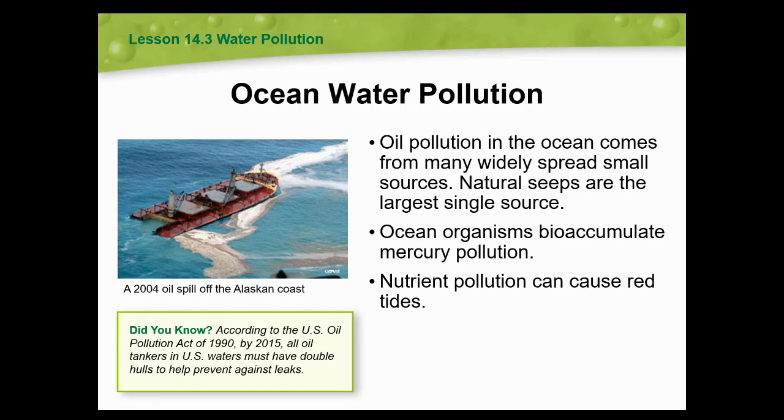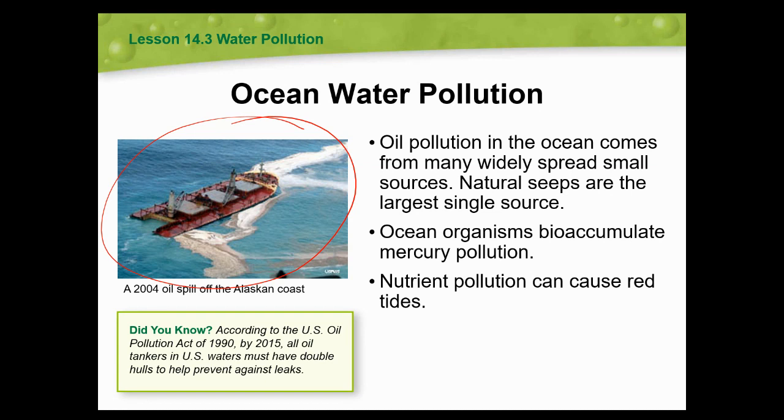All right, ocean water pollution. So this is oil pollution in the ocean. There's a couple different areas of ocean water pollution, so we'll talk about oil pollution first, because that's the picture here, right? Oil pollution comes from many widely spread small sources. There's lots and lots of natural seeps that are putting tiny bits of oil into the ocean. That is the largest single source if you added them all up.